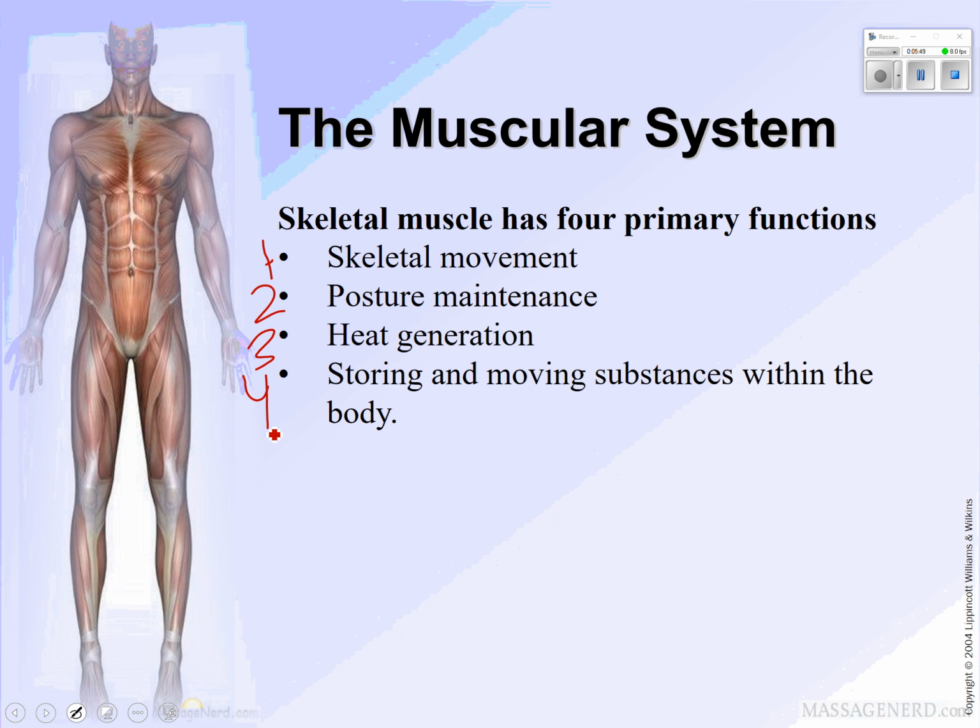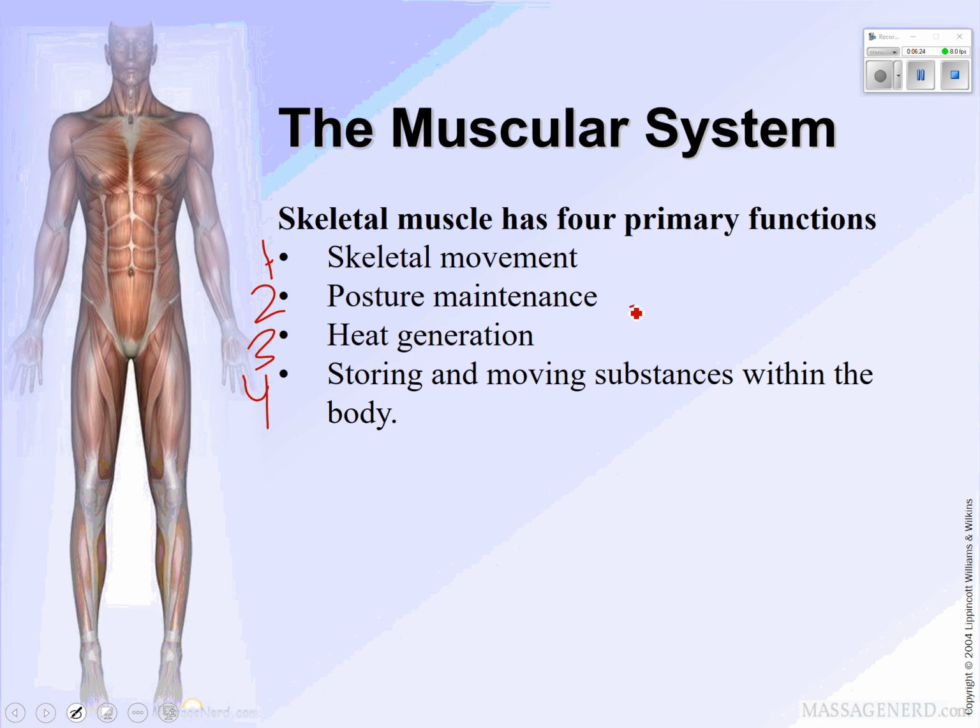Okay, so the first one will be your skeletal movement. This one's obvious. It's walking, running, grasping a pencil, picking up objects, things like that. Posture maintenance. Skeletal muscle contractions are going to help stabilize the joints in the body and also help to maintain your posture. It's also going to allow you to produce heat, so heat generation. When the muscle contracts, it produces heat, which is also going to help maintain your normal body temperature, and that's also known as thermogenesis.